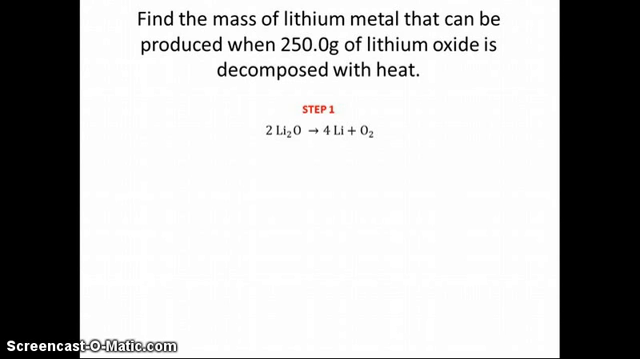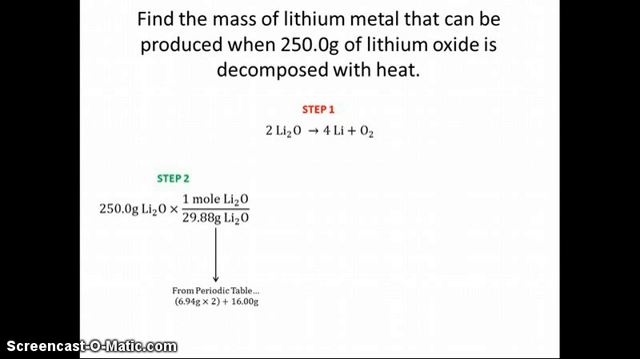So step number 2 then is to write down what I know. Well, I know that I have 250 grams of lithium oxide. I also need to convert it to moles, so I'm going to use the fact that 29.88 grams of lithium oxide is equal to 1 mole. I know that from the periodic table. I have 2 lithiums at 6.94 grams apiece and 1 oxygen at 16. That's 29.88.